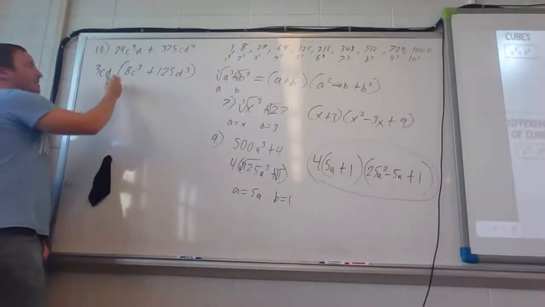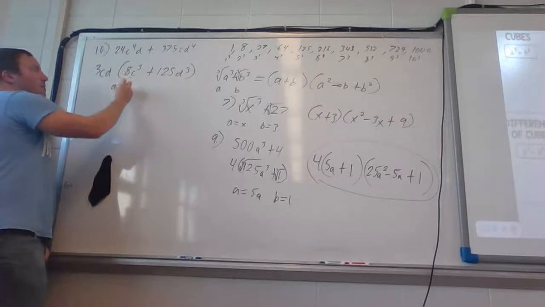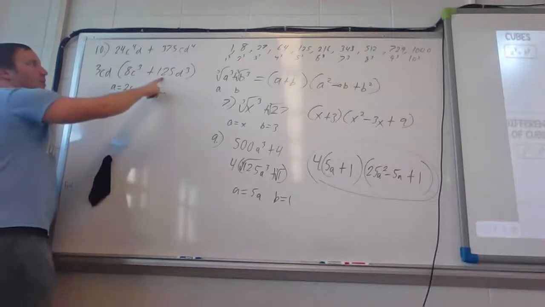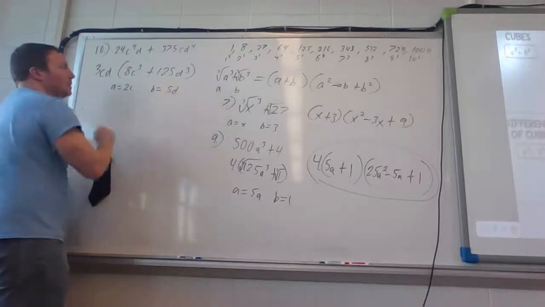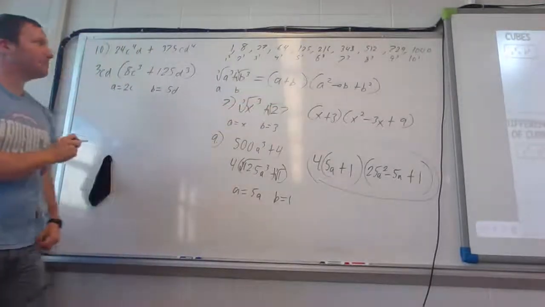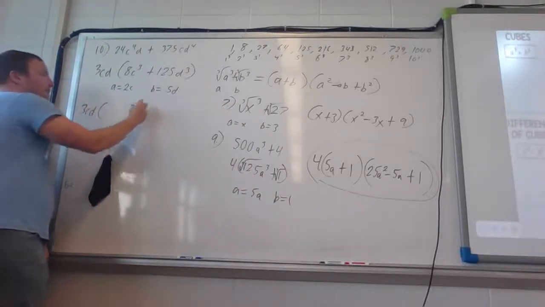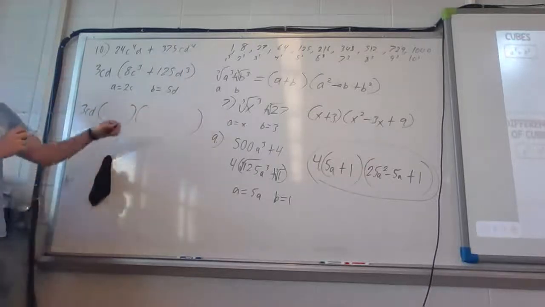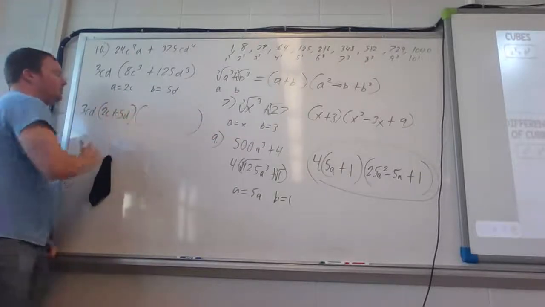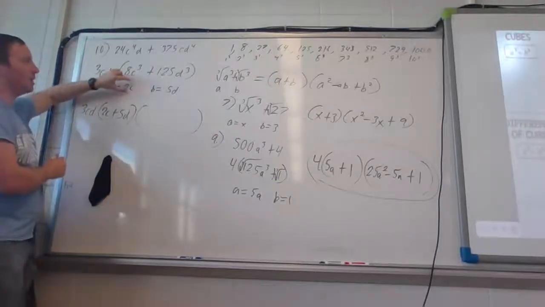So my a in this case, I take the cube root of 8c cubed, would be 2c. And my b, cube root of 125, would be 5d. So then we can plug it into our formula. I'm going to bring down my 3cd and then plug in the rest. So a plus b, 2c plus 5d. And then a squared, 2c, that whole quantity squared.